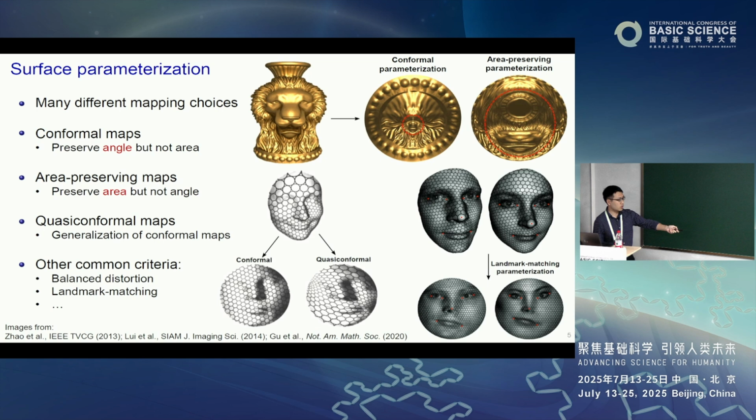So let's say we want to have two human faces mapped to two planar domains and then do some comparison between them. Then we may want to have the eyes and the nose mapped to consistent regions, so that when we want to find a correspondence between them, that would be much easier.